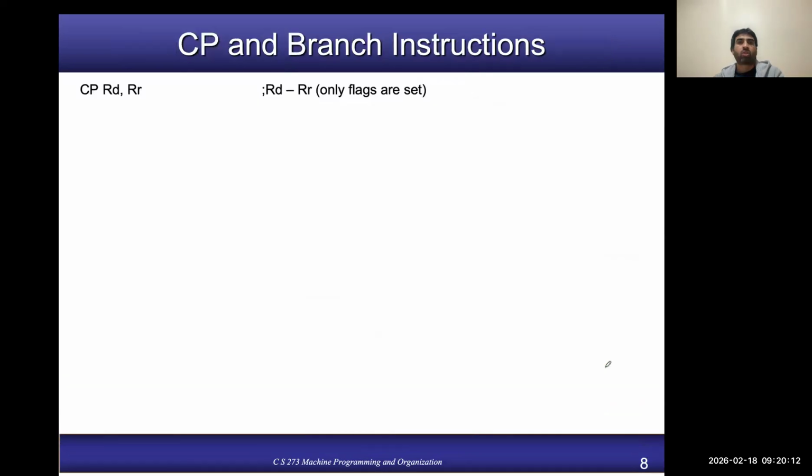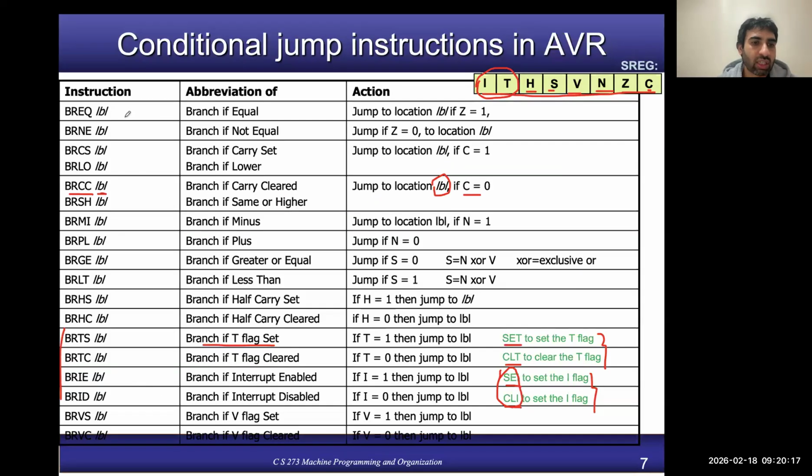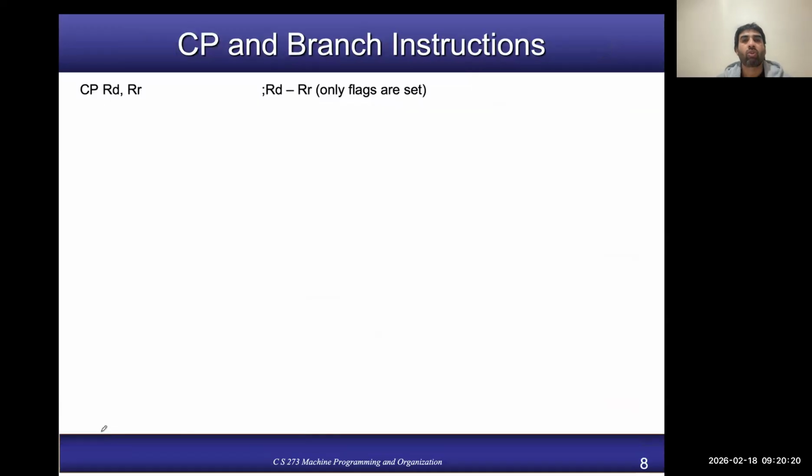Okay. So these branch instructions, which we have seen in the table, most of them you actually use in combination with other instructions. And one of the instructions which we mostly combine with the branch instruction is the compare instruction, right? CP. So what is the syntax of CP? You write the acronym CP, and then the destination register and the source register.